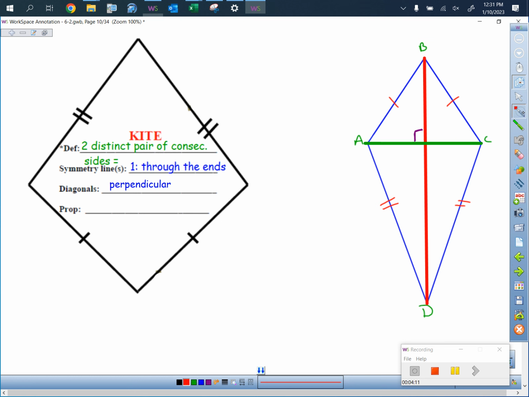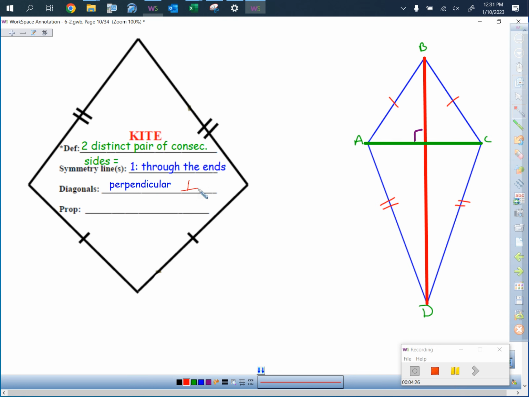If you want, you can put that symbol. Do you remember what the symbol looks like for perpendicular? What's that look like? Upside down capital T. I don't care if you write out the word perpendicular or if you just put that symbol. But those diagonals right there totally intersect at a 90.